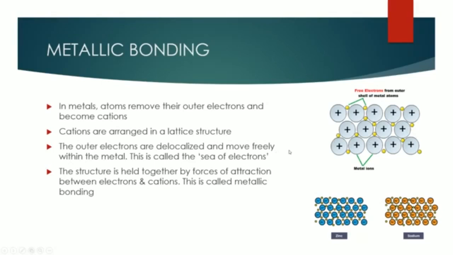And so the outer electrons are delocalized, meaning they can move sort of freely within the structure, and they form the sea of electrons. So what you have are a regular arrangement of these cations and a free delocalized sea of electrons surrounding it. So what happens is the cations are attracted by forces of electrostatic attraction to the sea of electrons surrounding it, and this attraction is what bonds the structure together, and this is metallic bonding.